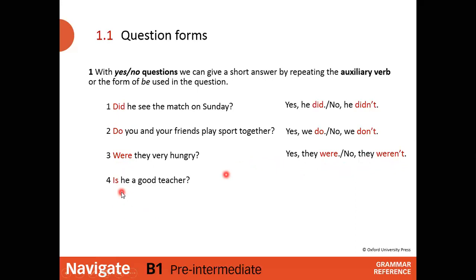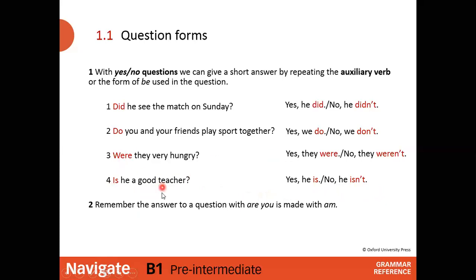Next rule. Is he a good teacher? So the answer is yes, he is. No, he isn't. Yes, he is. No, he isn't. So is is the present form of be, and you use is in short answers.